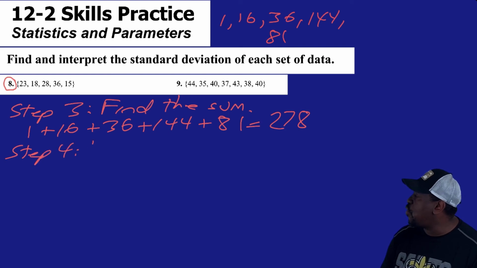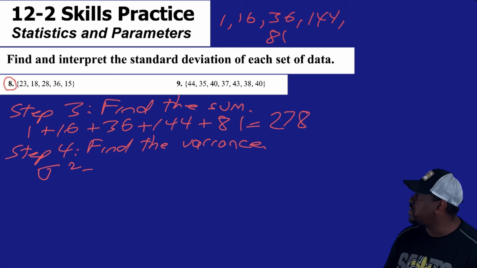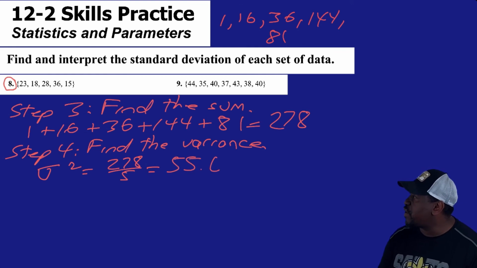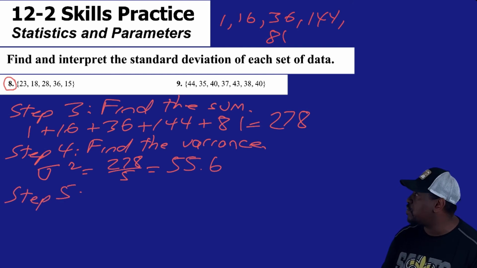In step 4, we have to find the standard deviation. Oh no, we're going to do something different. We're going to find the variance. That is the little symbol, a sideways P. To get that, you take the sum, divide by the number of terms, and you get 55.6.